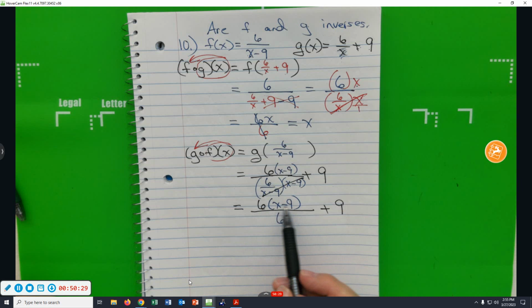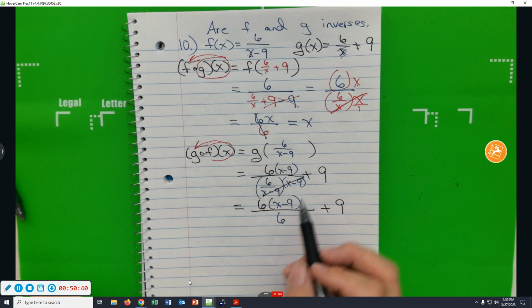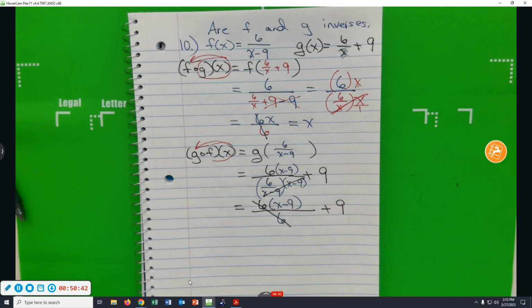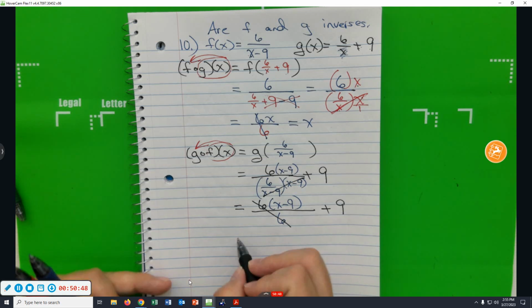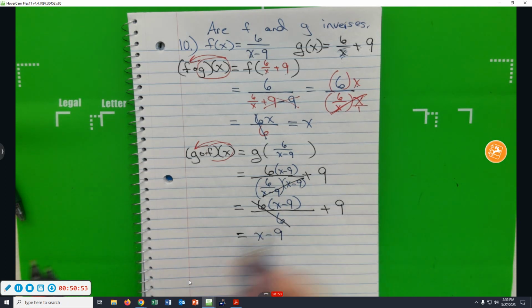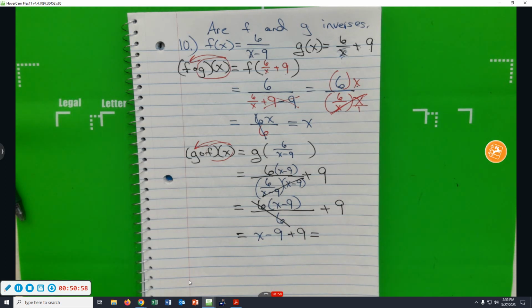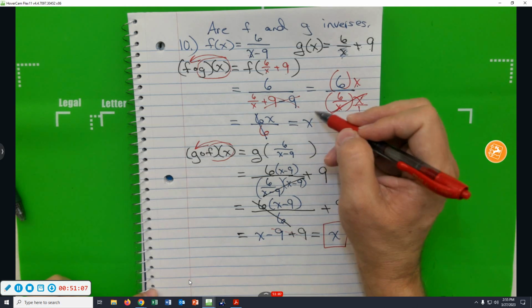If you distributed that 6 there, you couldn't do what I'm about to do. To cancel above and below a fraction bar, the thing has to be in a factored form, written as a product. Since we didn't distribute that 6, it's a product, so we can cancel the 6. And we then get the x minus 9, and we still have that plus 9, which reduces to just x. So now we can say with 100% confidence, the composition reduced to x in both directions.